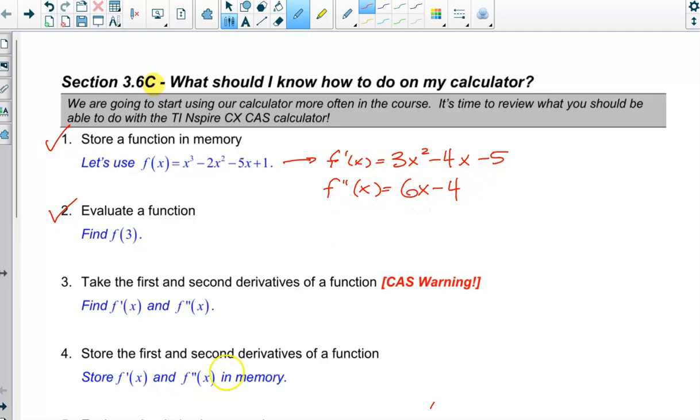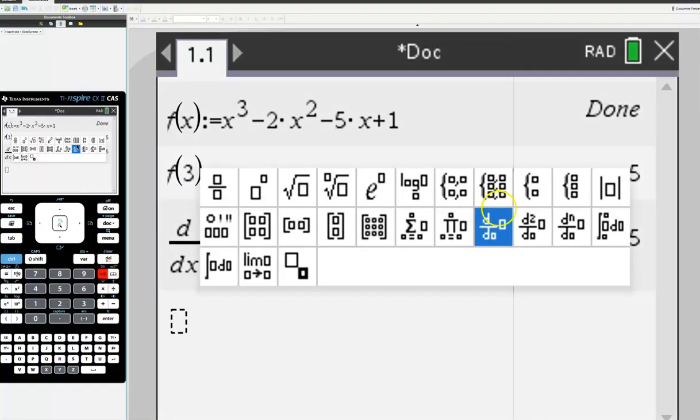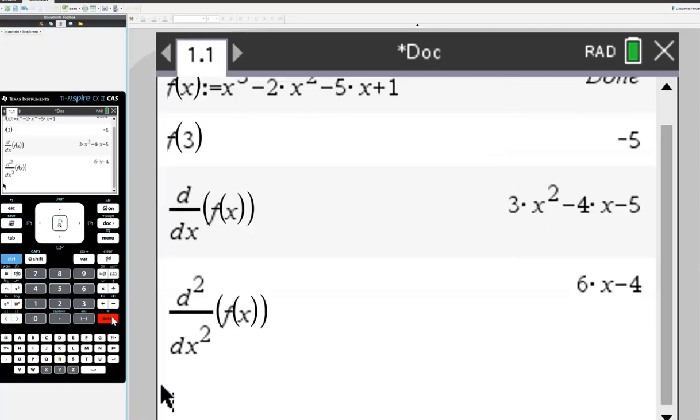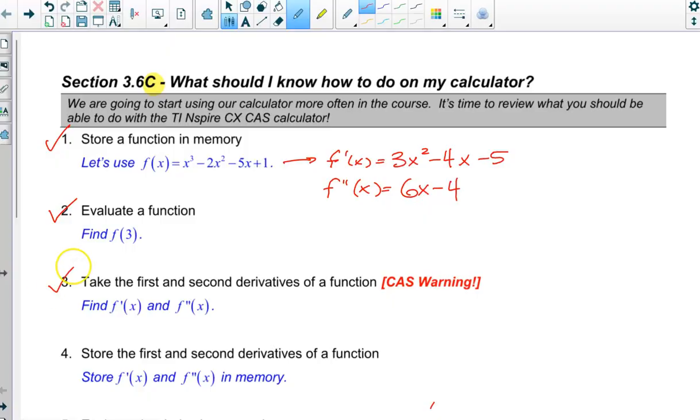Let's see if it can do the second derivative just as easily. Oh, look at that. Leibniz notation for the second derivative. How about that? Grip it and rip it. Boom, 6x minus 4. So we did both of those things, and now it's time for the CAS warning.